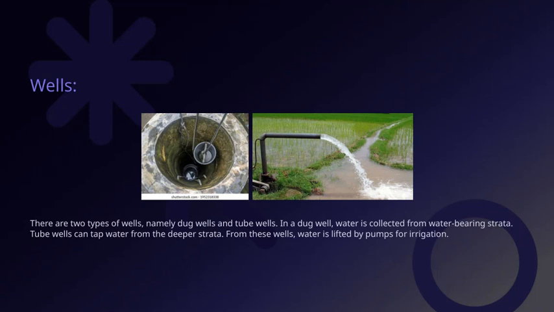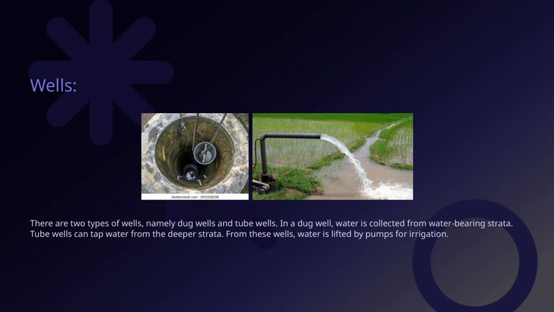Wells are a crucial part of our water supply system, and there are mainly two types we need to understand: dug wells and tube wells. Dug wells are typically shallow. Water is collected from water-bearing layers of soil and rocks close to the surface. These are often manually dug and are quite traditional.